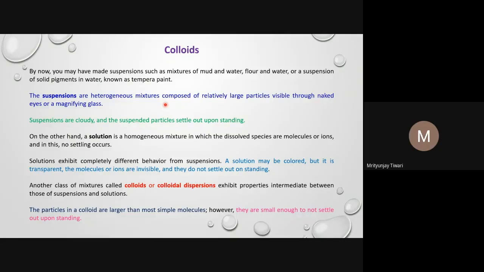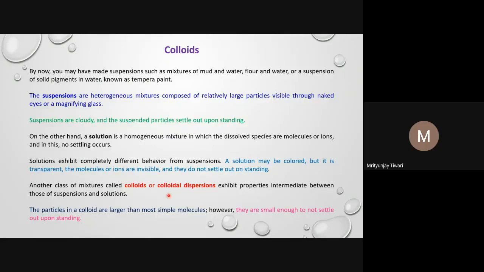For example, if you look at particle size, the suspension particle size is very large. In solutions, the particles are ions or molecules, which are very small, less than 1 nanometer in dimension. But if these molecules or ions aggregate in certain numbers, maybe 100 or 1,000, they form particles of colloidal dimension. These particles are in the nanometer range, they are nanoparticles, and these nanoparticles usually form colloids.